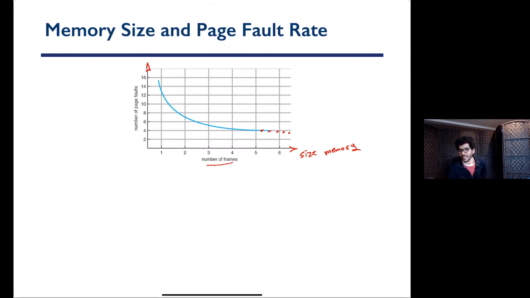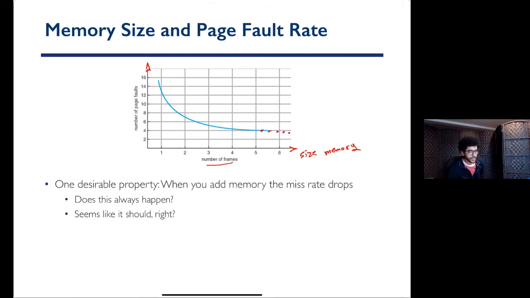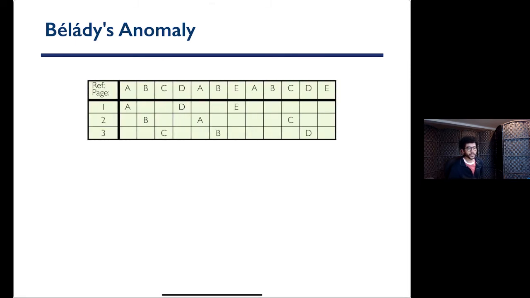Is it so though? Let's do this. This is called Belady's anomaly. So let's look at a memory with 3 pages and an eviction policy of FIFO. So this is my trace. If you run FIFO on this, you get 1, 2, 3, 4, 5, 6, 7, 8, 9 page faults.